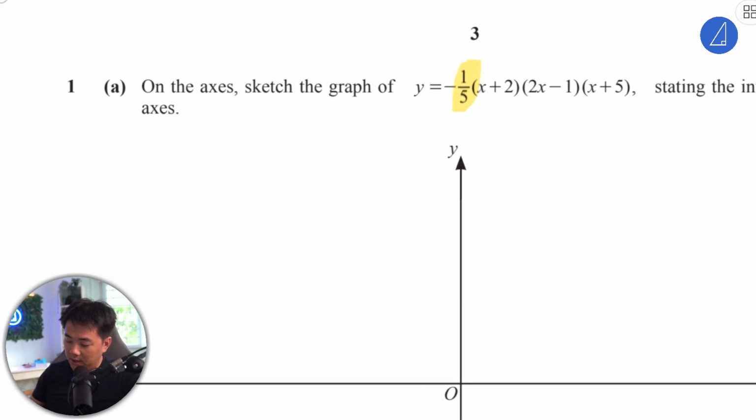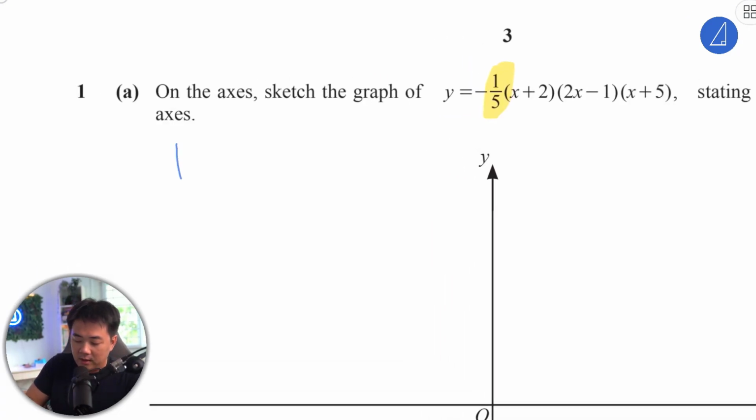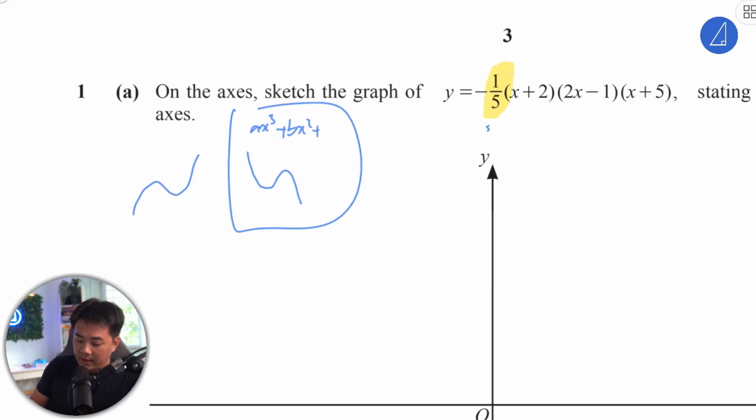Okay, great. So just understand for a cubic graph, it either looks like that, or it looks like that. Now, if the coefficient of x cubed is negative, we're going to take this shape here. When it's positive, we're taking this shape. So we essentially need to draw something like that.